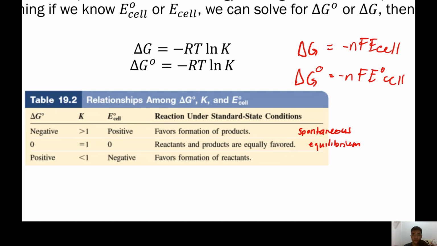And then we have this one. If delta G is positive, that means E cell is negative. That should be true, because if you have a negative value here multiplied by the negative in front, negative times negative will give you a positive product. So if E cell is negative, then delta G is positive according to the equation. Since we have a positive delta G, the reaction is non-spontaneous.